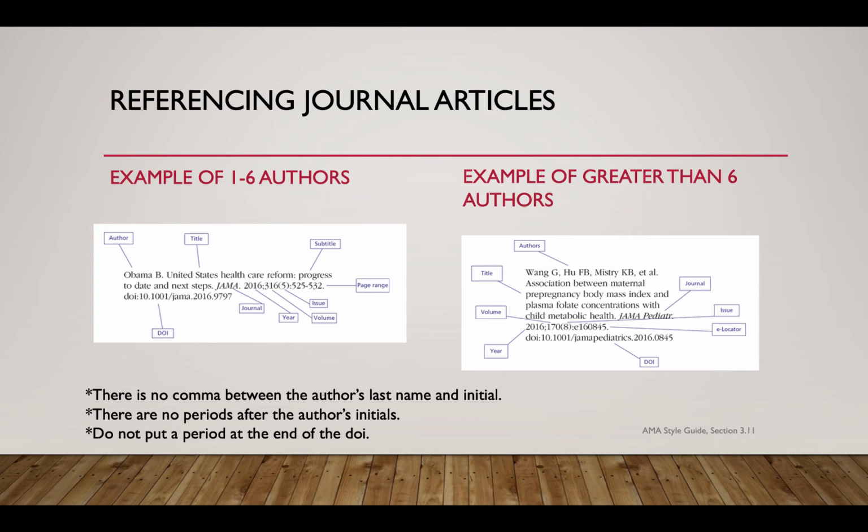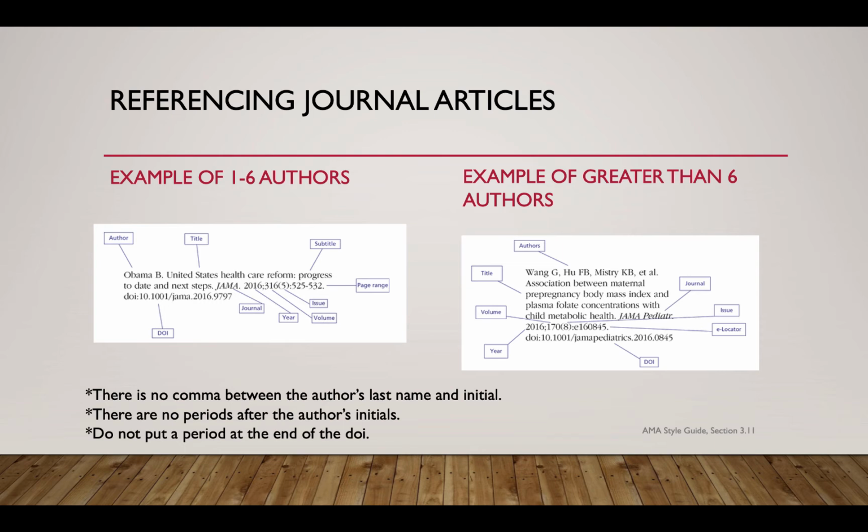After the title and the subtitle, you put a period and you follow it by the journal name. And again, you'll notice that the journal name is italicized. And you follow the journal name with the year, and then a semicolon, the volume, the issue, and then you would put a colon and put the page range.